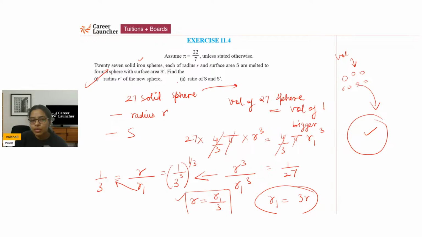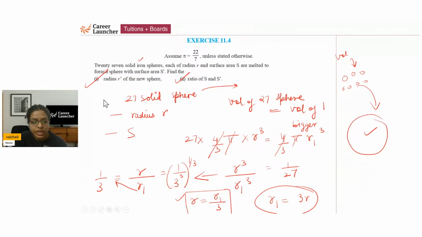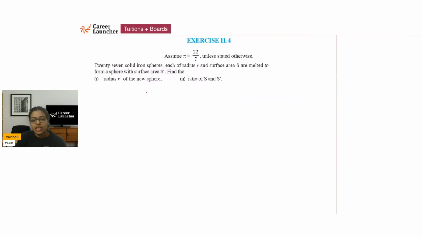But now what about the ratio? Ratio कैसे हम निकाल सकते हैं? So I'll erase this part. Ratio of s by s dash. This is equal to what? 4 pi r square. I'm just making use of the surface area of a given sphere, which is 4 pi r square. 4 pi r1 square. So 4 और pi तो cancel ही हो गया. And I can say r by r1 whole square.